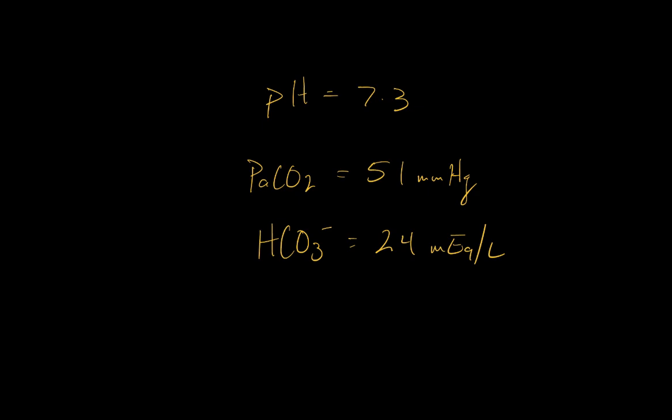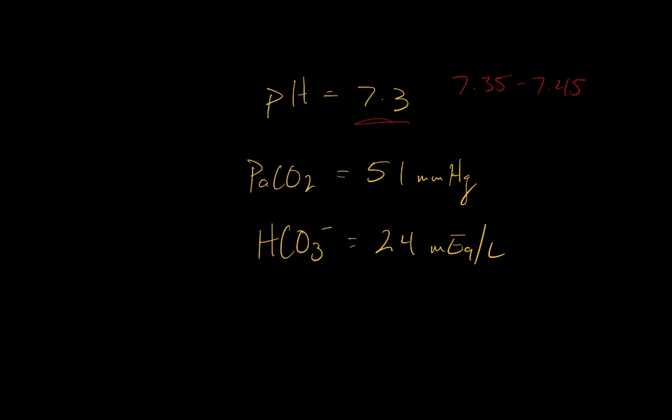First things first, whenever you look at these values, what I recommend is you look at the pH first and determine what the disorder is in terms of acidity versus alkaline. Meaning, are we too acidic or are we too basic? We said the normal blood pH is 7.35 to 7.45. Well, you notice here we're at 7.3, so we're a little low.